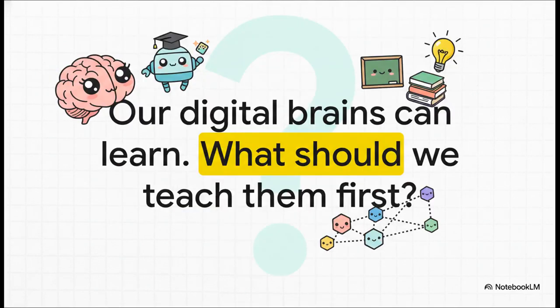And that really leaves us with a pretty fascinating thought to end on. We've actually done it. We've built digital brains that can learn on their own. The big question we have to ask now isn't how they learn, but what should we be teaching them first? What are the most important problems we want them to solve?